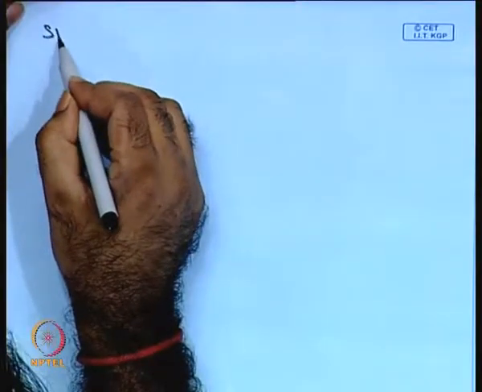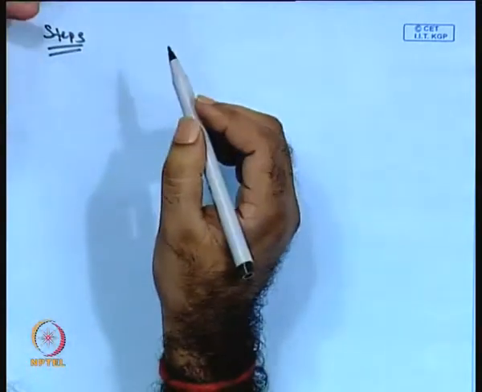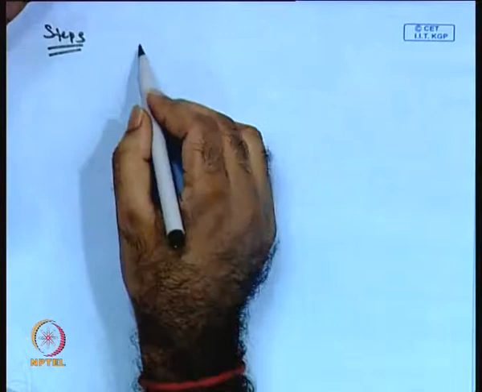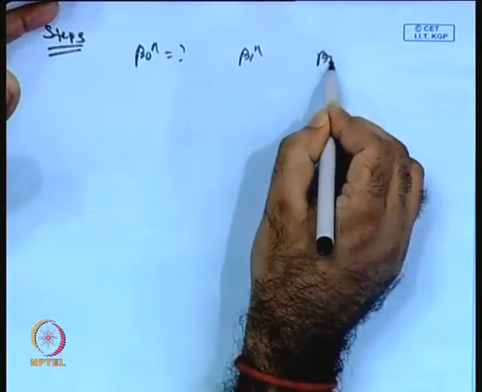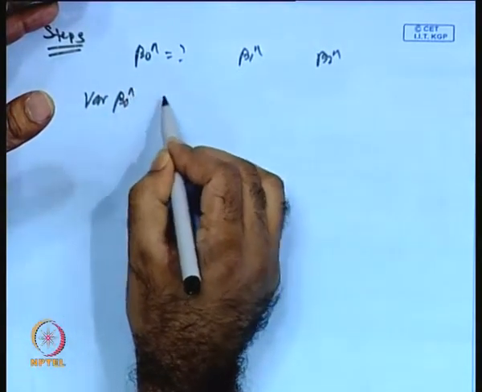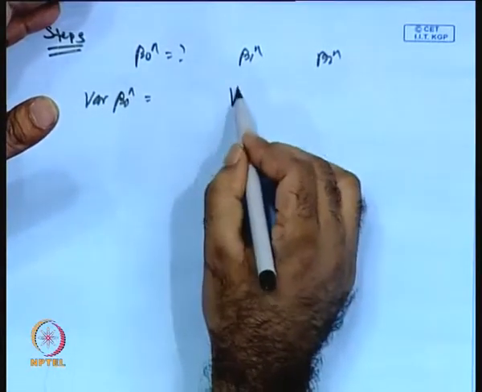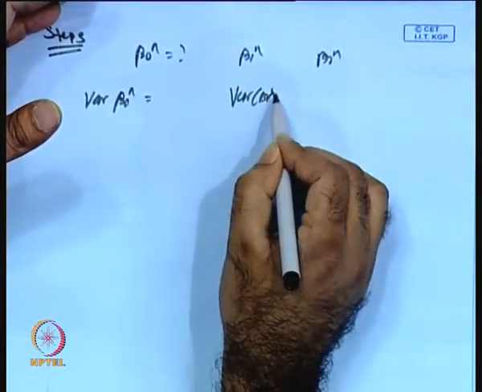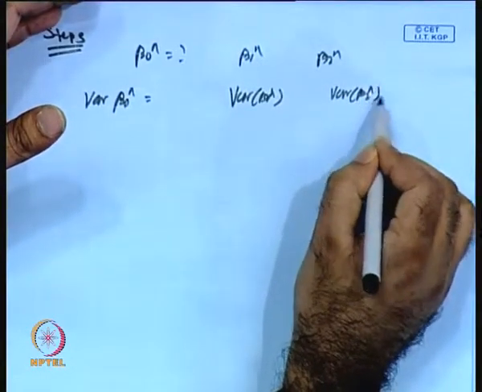So, now what you have to do? We have to move to step 5. Once you have beta 0 head, beta 1 head and beta 2 head, then you have to calculate the variance of beta 0 head. Variance of beta 0 head you have to find out, and variance of beta 1 head you have to also find out, and variance of beta 2 head also you have to find out.